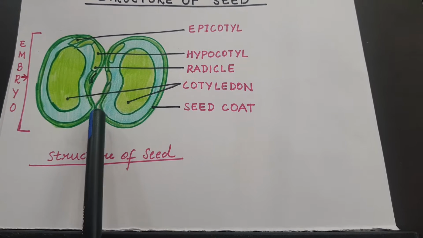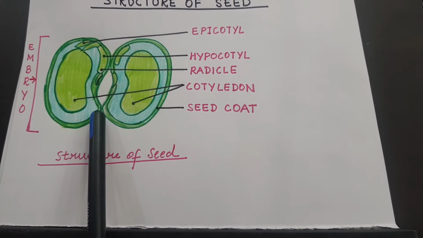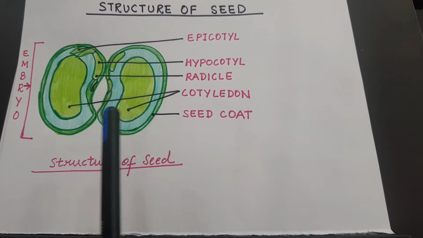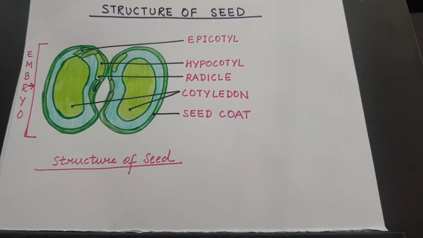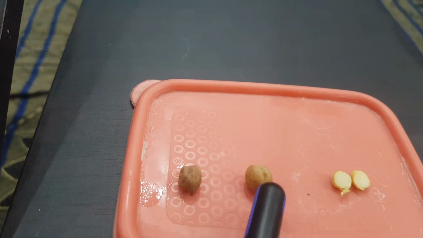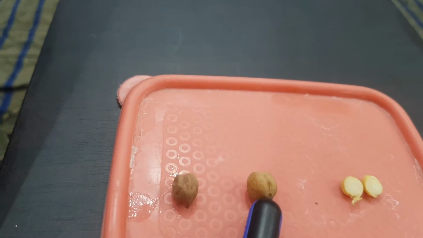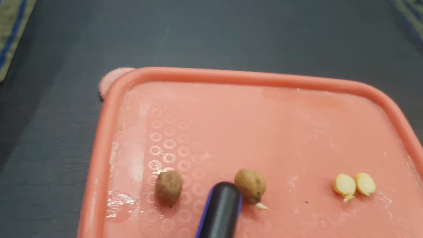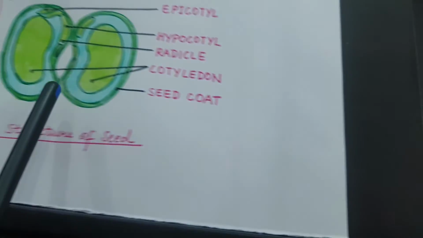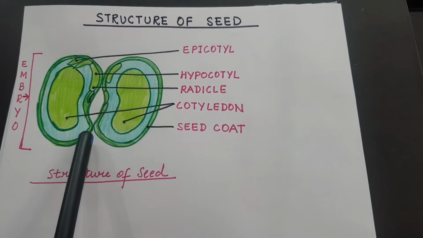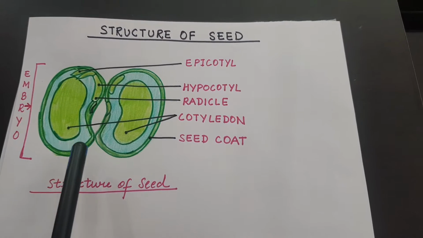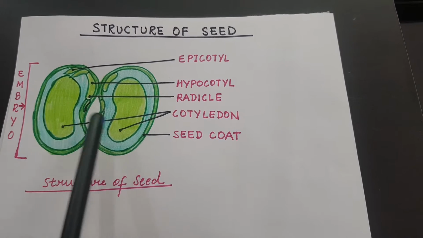Now the seed coat has a tiny opening called the micropyle. Here we can see in this seed there is a hole called the micropyle. This is the seed coat. Let us come back again, and just near the micropyle there is a mark called the hilum. Now these two are called the cotyledons.